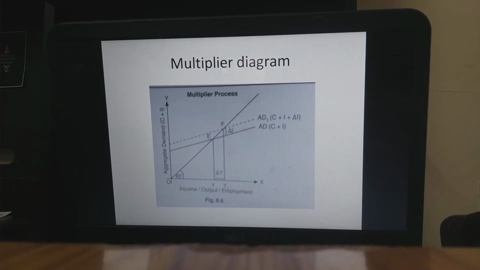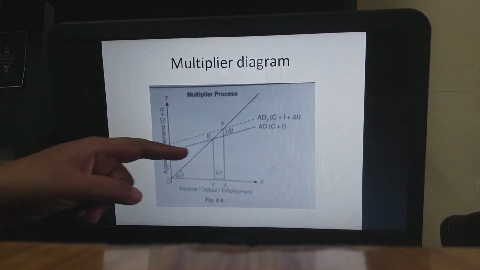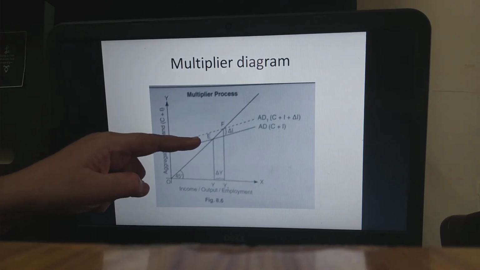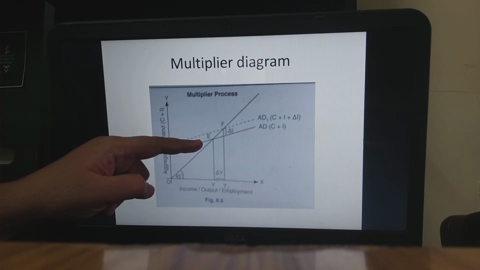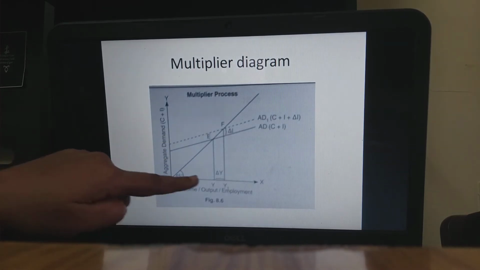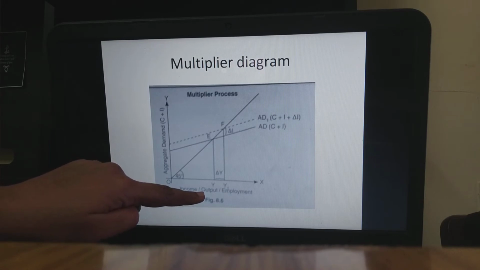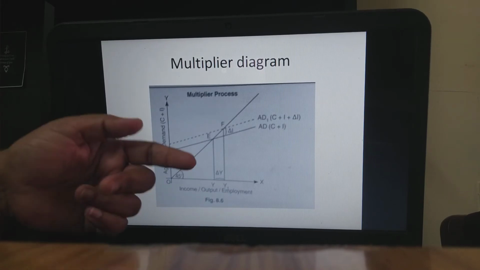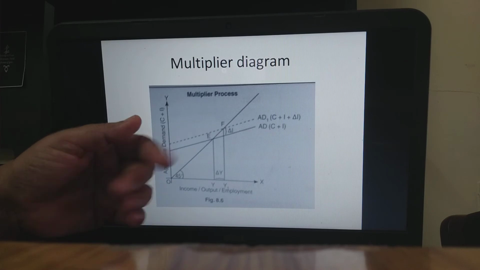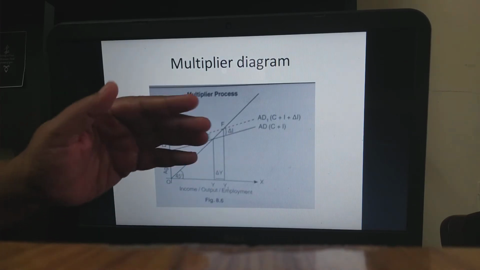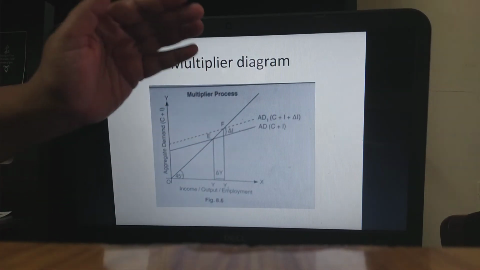So you observe that AD is equal to AS at point E initially, that is, the original AD is equal to the AS at E, and that will give you an income and employment equivalent to OY along the x-axis. Now, if there is a decision to increase autonomous investment, that would push the aggregate demand up.